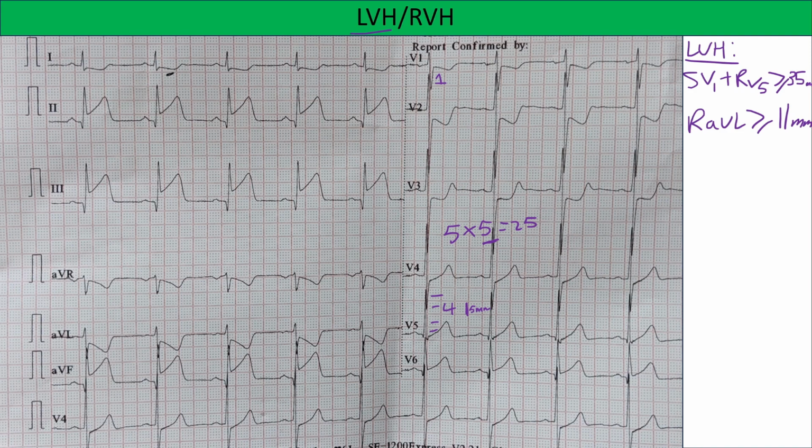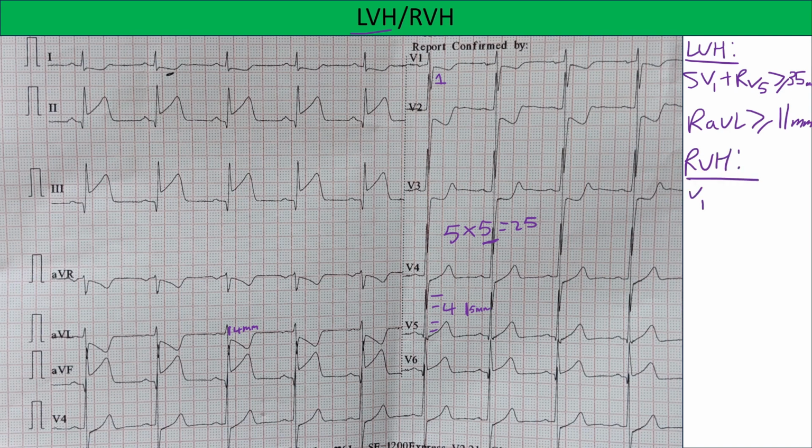If we have a look at aVL, we see that this is probably about 4 millimeters, maybe 3, so this is definitely not more than 11. So therefore, there's no suggestion of left ventricular hypertrophy in this ECG. Now remember, this criteria is not very specific, but it's quite sensitive, so it's good at ruling out left ventricular hypertrophy. Now let's move on to right ventricular hypertrophy.